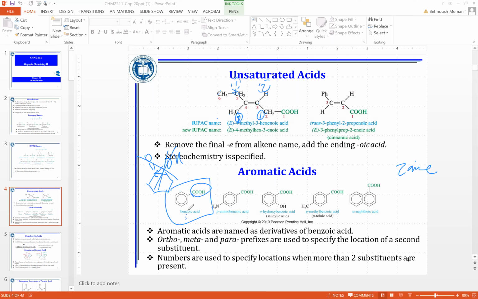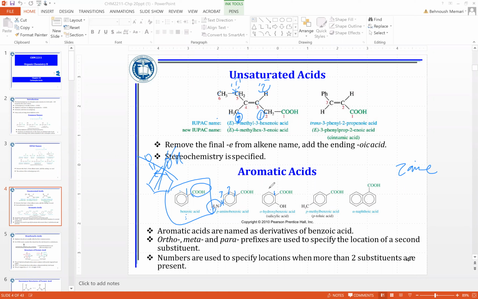We learned about this in chapter 16. That's the benzoic acid. The carbon that carries the benzoic acid functional group is going to be carbon 1. So if that is carbon 1, then that's carbon 1, 2, 3, 4. Automatically, this is going to be 4-amino, because it's NH2: 4-amino benzoic acid, or para-amino benzoic acid.